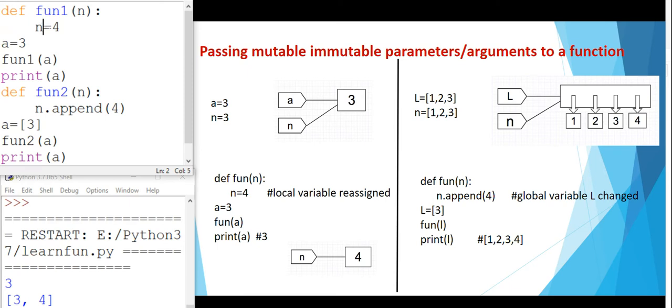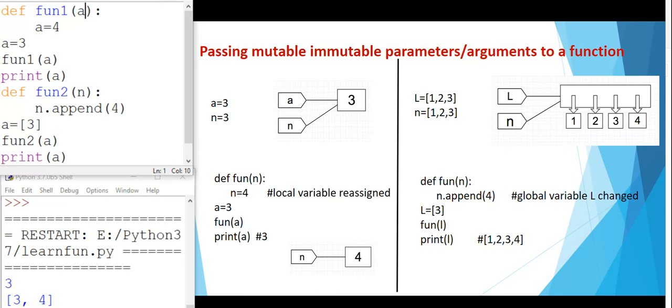Even if I change the name and I make it a, so a is reassigned in the local scope, what we saw in the last video. In that case, a is equal to 4 is local and a is equal to 3 is global. When I print over here, the output will still always be 3.